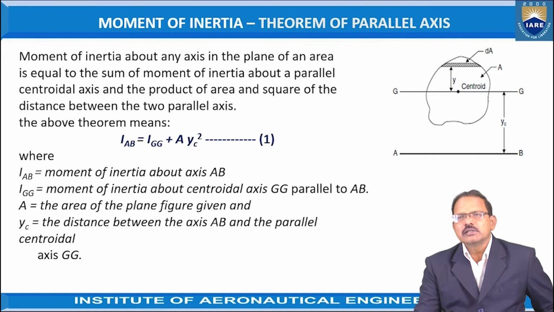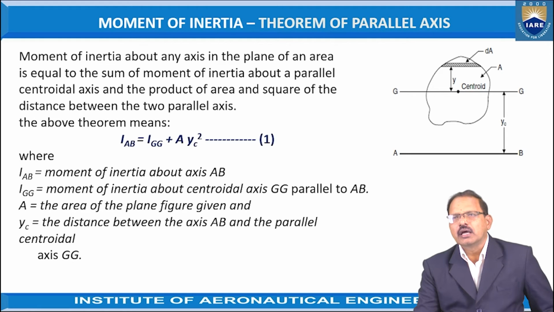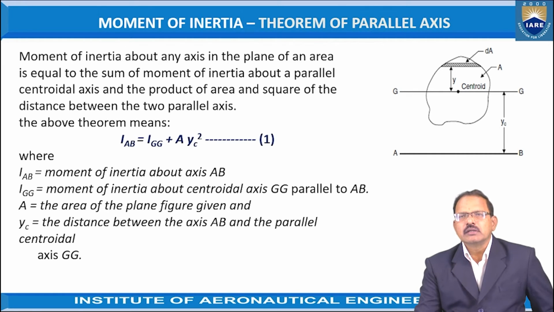That means, AB is representing a line parallel to the central axis GG as shown in the figure. According to the theorem of parallel axis, the moment of inertia about AB, that is IAB, is equal to the sum of the moment of inertia of the plane area about its central axis, that is IGG, plus the area of the plane figure multiplied by the square of the distance between the center of gravity of the plane area and the line AB.